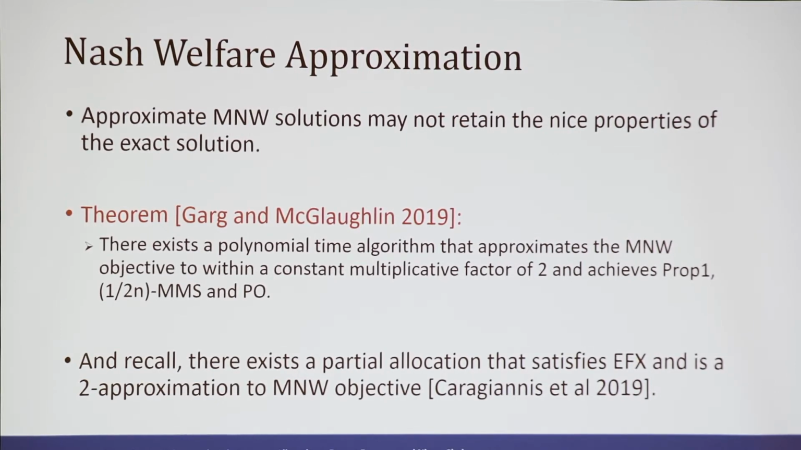And of course, along this line as well, you can recall that before we had a partial allocation that satisfied EFX and was also a 2 approximation to the MNW objective. I haven't got an explicitly listed open problem here, but there's lots of directions in this space of how we can approximate MNW and keep some of the properties. I believe these two statements are the only two results along that line.